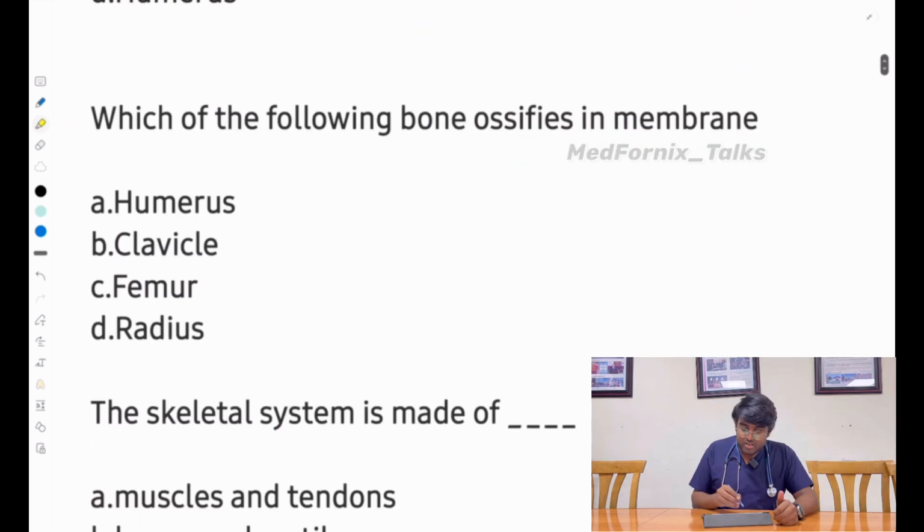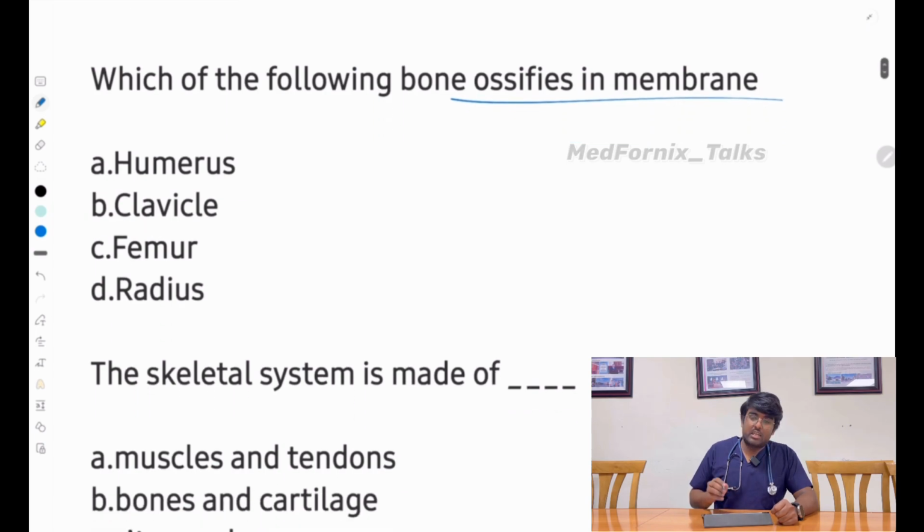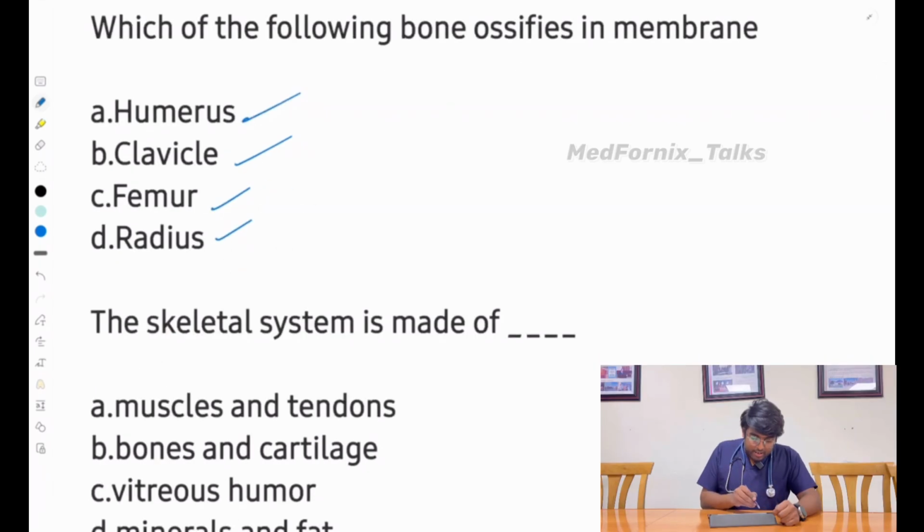Then the next question is, which of the following ossifies in the membrane, right? The question is ossifies in the membrane. That means they are membranous bones, which comes under the developmental classification, right? Humerus, clavicle, femur, radius.